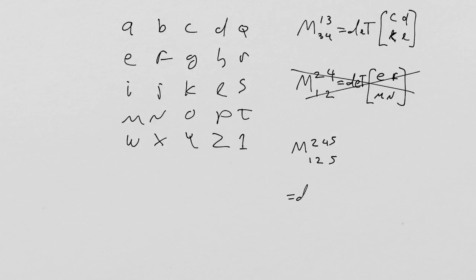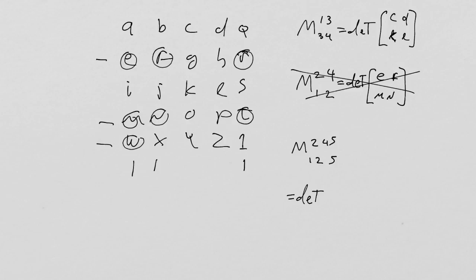So that complement is the determinant of what's in. What's in is 2, 4, 5, and 1, 2, 5, right? So what's in is E, F, R, M, N, T, and W, X, 1. So it's the determinant of E, F, R, M, N, T, W, X, 1. So in that case, the complementary minor is not the same size as the minor. There's a 2 by 2 and a 3 by 3.